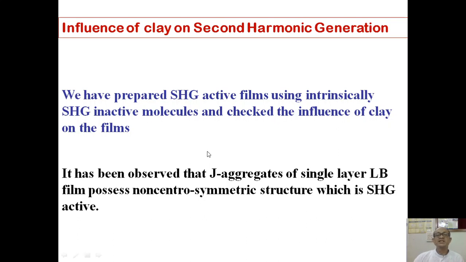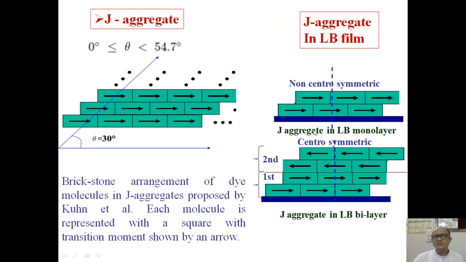Second harmonic generation is a nonlinear phenomenon, and it's related to non-centrosymmetric systems, and to have this phenomenon you have to organize molecules in non-centrosymmetric systems using the LB technique. If you prepare J aggregates, then this J aggregate system is non-centrosymmetric in multilayer, and you can have it in monolayer, and you can have the second harmonic generation from this film. So this is the typical cartoon for showing J aggregation. You can see the single layer, it's non-centrosymmetric.